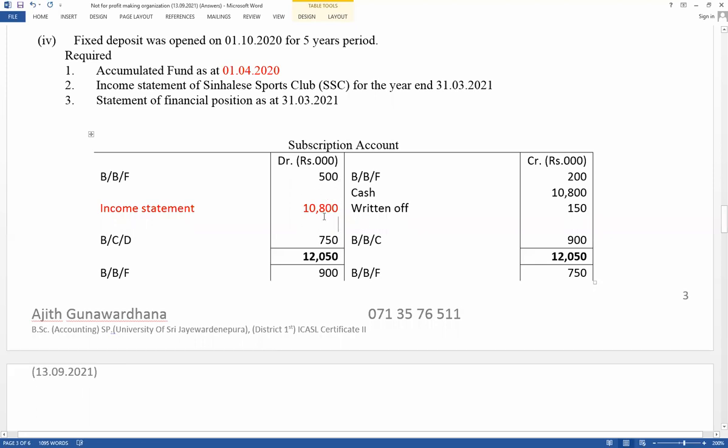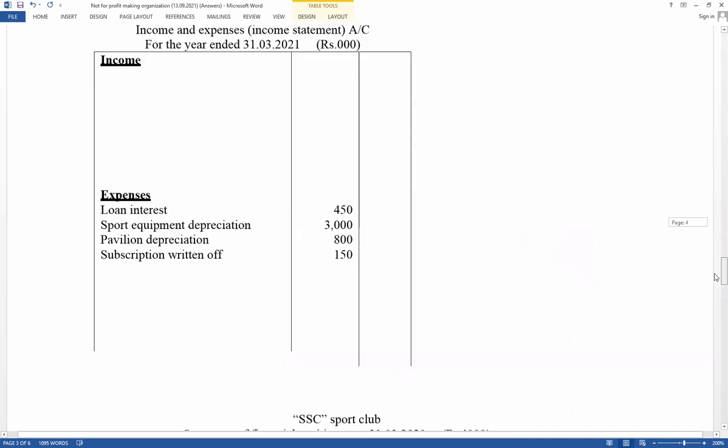Therefore, this value should be included under income as a subscription. Think: by closing the subscription account, subscription income can be calculated. 10,800 under income as a subscription. That is the main income, subscription income, 10,800.